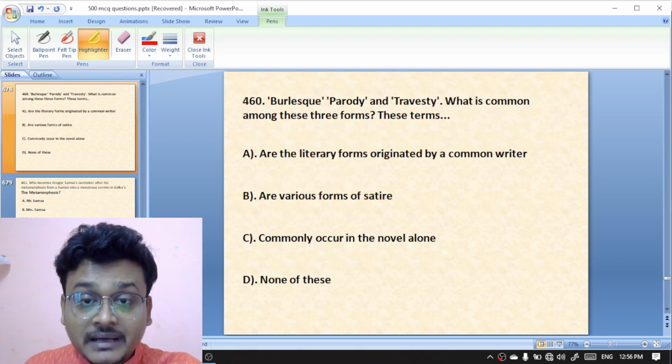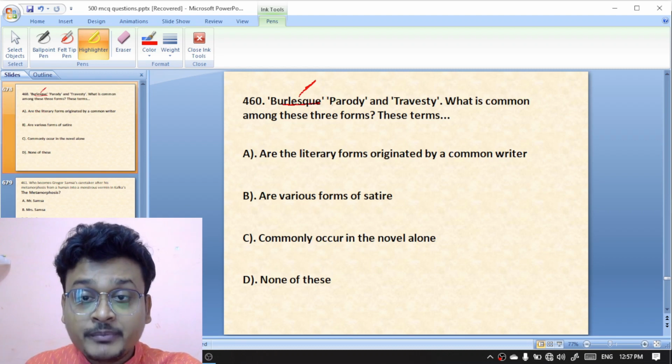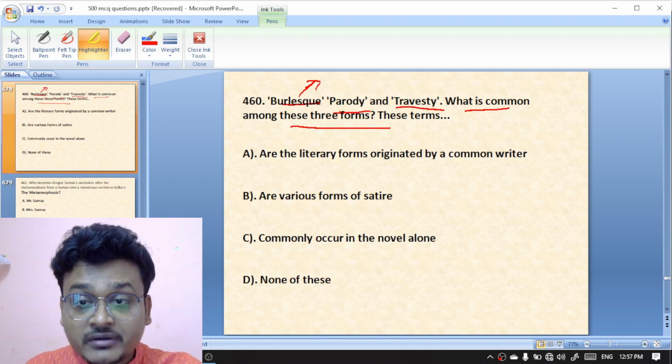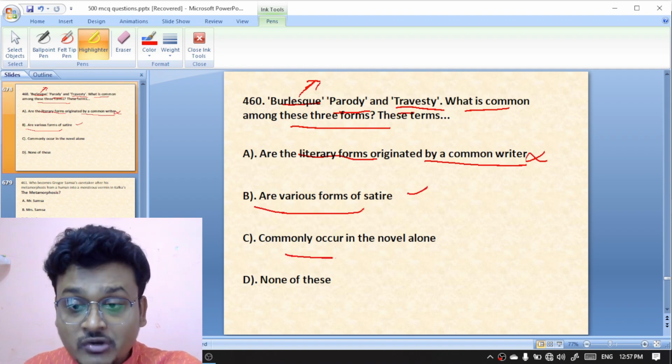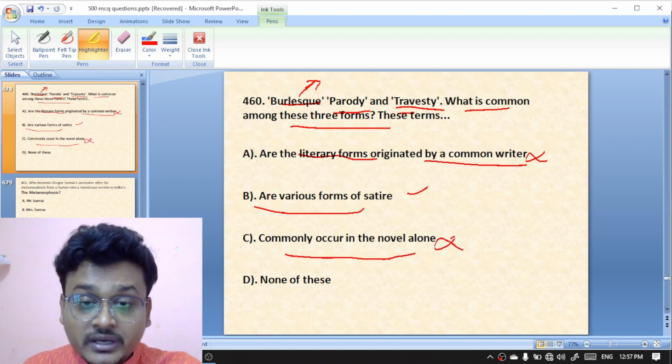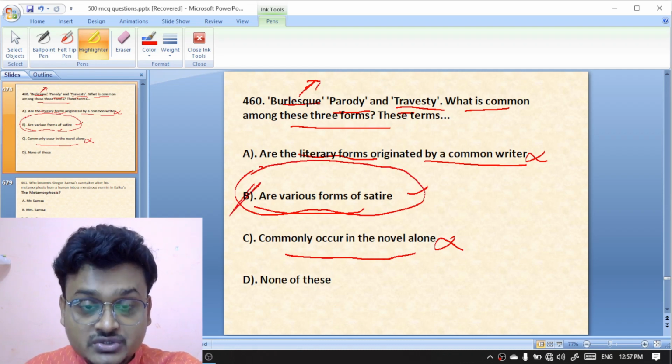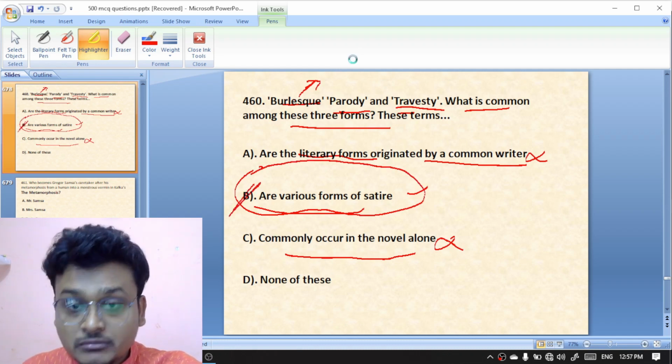Next question. Burlesque is a satire, parody is also a kind of satire, travesty. What is common among these three forms? Burlesque, parody, travesty. Are the literary forms originated by a common writer? No. Are they various forms of satire that commonly occur in the novel alone? No. So they are various forms of satire, that is burlesque, parody, and travesty. So B is the right option here. Now move to the next question.